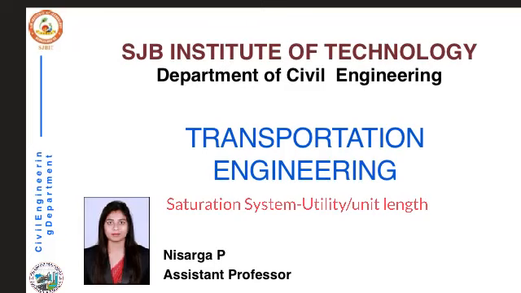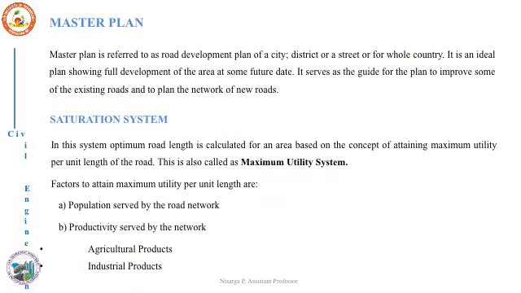Hello students, in this session let us learn how the road length will be calculated based upon the saturation system or utility per unit length system. Before any road work network is taken for implementation, it is required for us to prepare a master plan. Master plan is referred to as a route development plan. It can be for a city, district, street, or for a whole country.